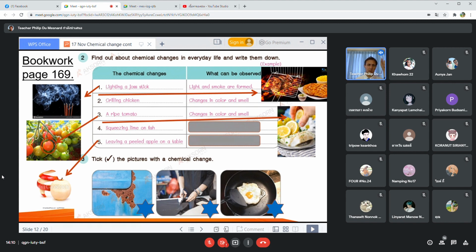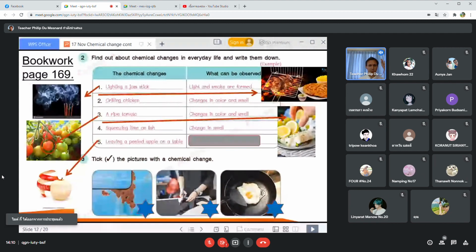Okay, next one. Squeezing lime on fish. No, actually, I don't think that's a chemical change, because the lime still tastes the same and the fish is still the same. They say it's a change in smell. I don't know about this one. I don't think it's different because the lime is still the same and the fish is still the same. So number 4, I don't agree. If you cook the fish, yes. But if you just put the lime on the fish, it's not a chemical change.